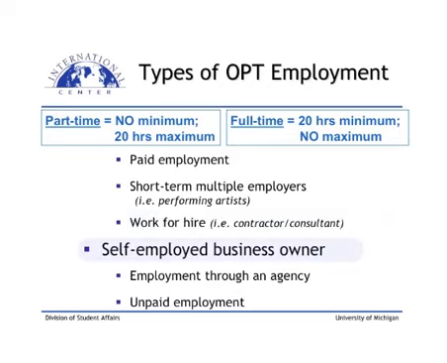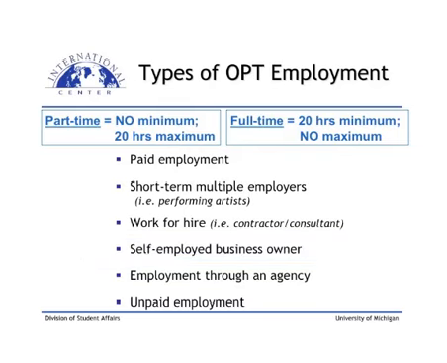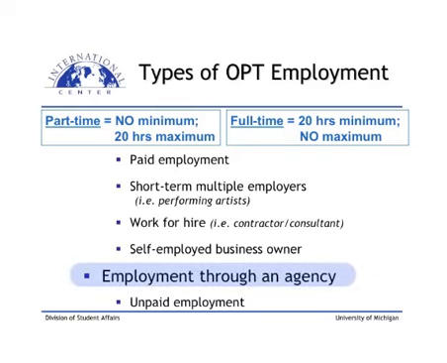You may also start a business on your own and become self-employed. In this situation, you must work full-time. You must also be able to prove that you have the proper business licenses and are actively engaged in a business related to your degree program. If you choose to be employed through an agency, you must be able to provide evidence showing that you have worked an average of at least 20 hours per week while employed by this agency.